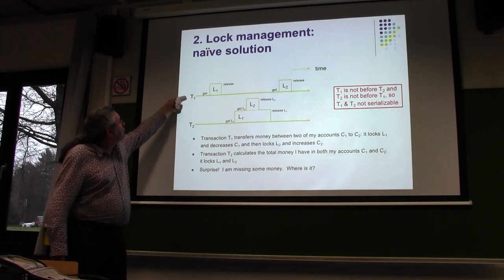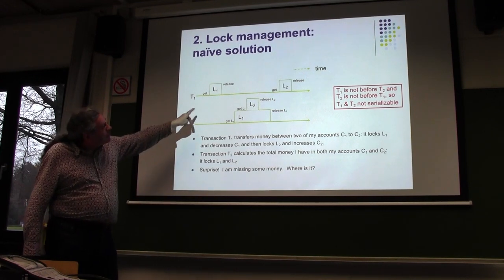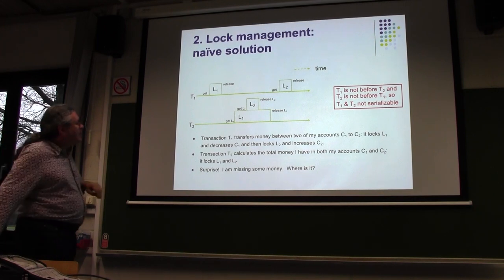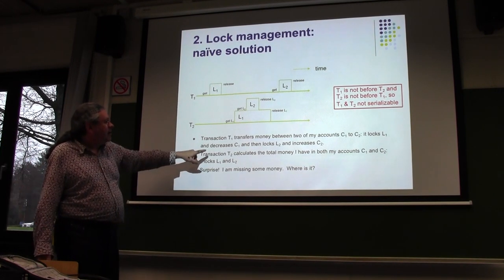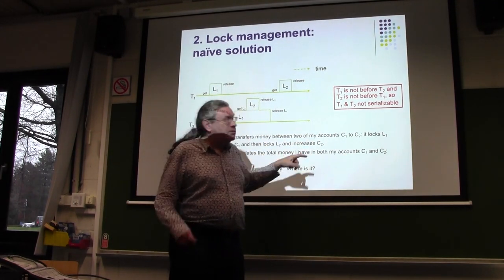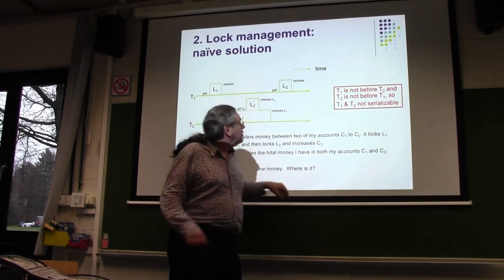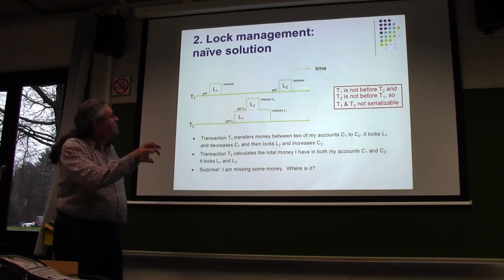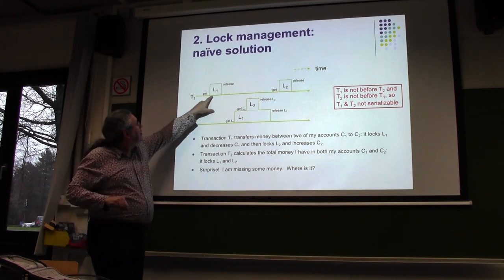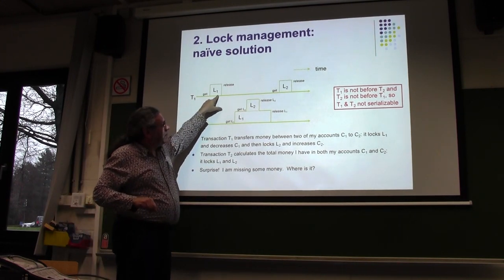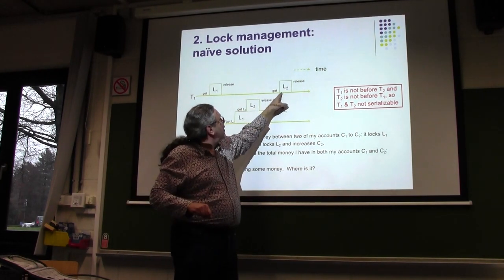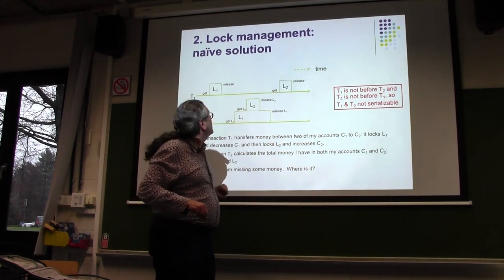So let's say we have two transactions. I'll give you just a simple example that's not going to work, so you see we need to do something else. So we have T1 transferring money between two of my accounts, C1 and C2, my savings and my checking account. So what does it do? It locks L1 for the savings account, it takes the money, it releases the lock, it gets the lock on the other one, it puts the money in.